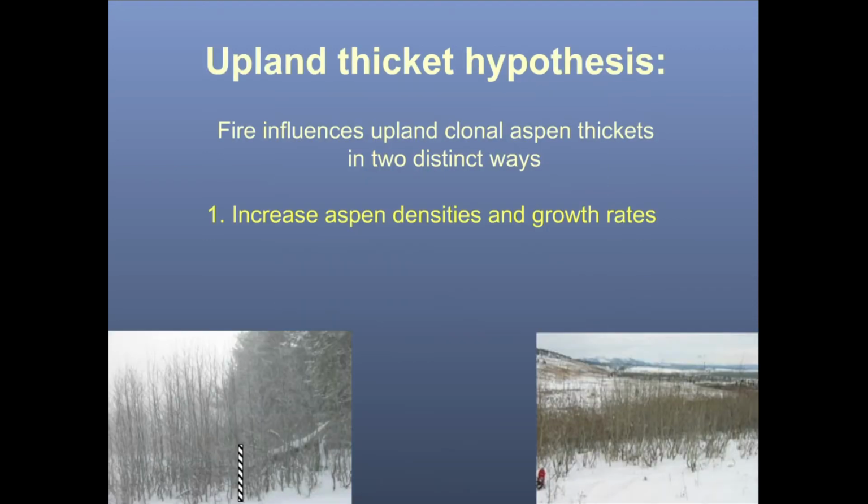We think this is a hypothesis because we don't actually know elk densities in this area. The census information is not collected. But we think that for upland aspen, fire can influence the growth or the response of aspen in two ways. One is that it can increase aspen densities and growth. But the other thing is that we think that these thickets that produce are actually an example of predation risk on elk.